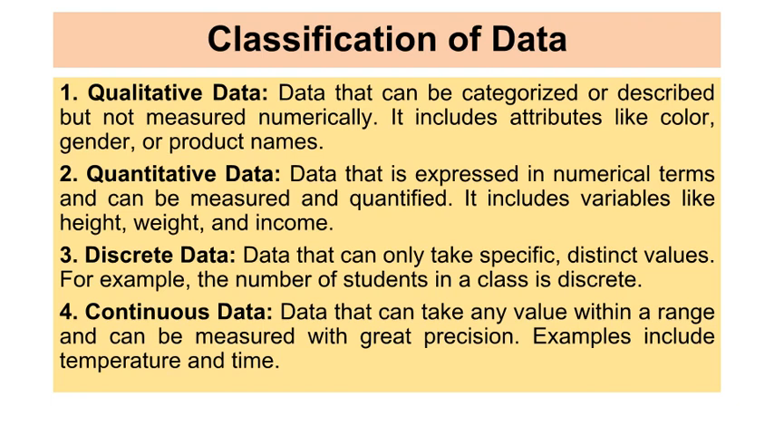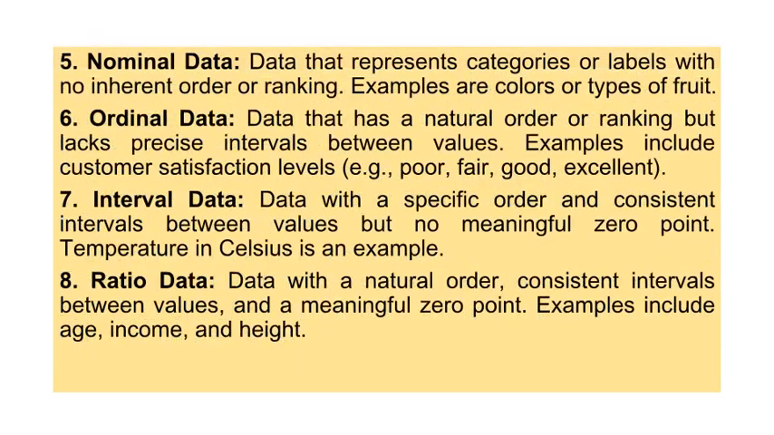4. Continuous data. Data that can take any value within a range and can be measured with great precision. Examples include temperature and time. 5. Nominal data. Data that represents categories or labels with no inherent order or ranking. Examples are colors or types of fruit. 6. Ordinal data. Data that has a natural order or ranking but lacks precise intervals between values. Examples include customer satisfaction levels, e.g., poor, fair, good, excellent.